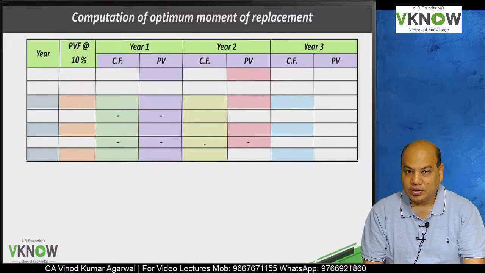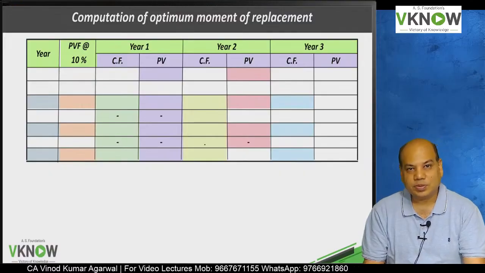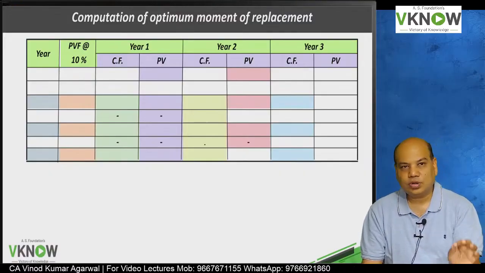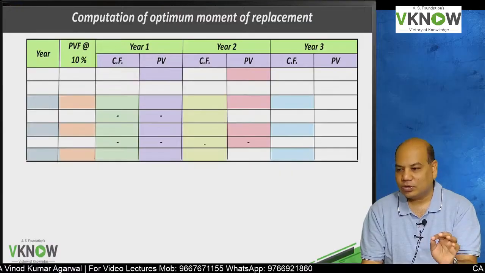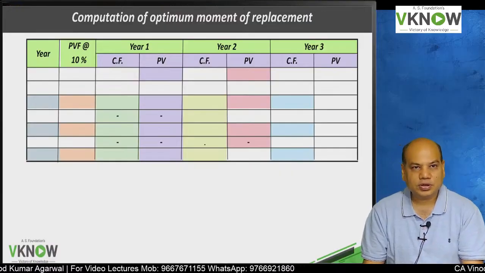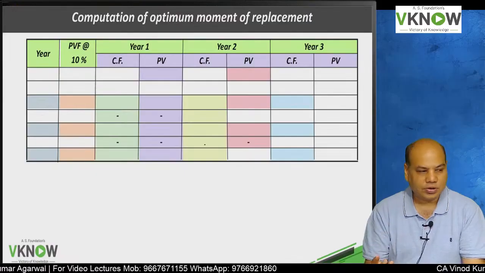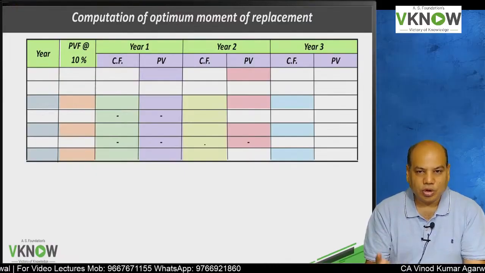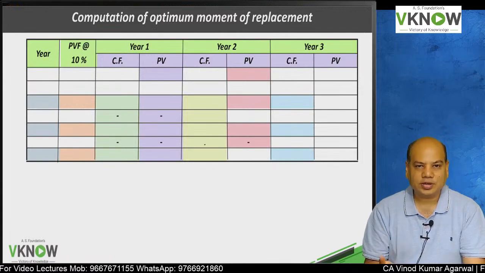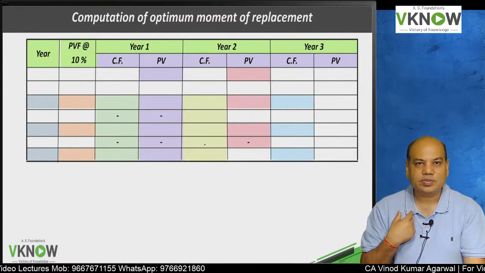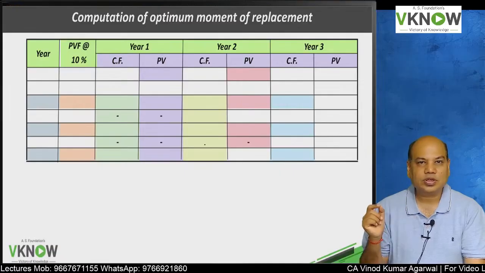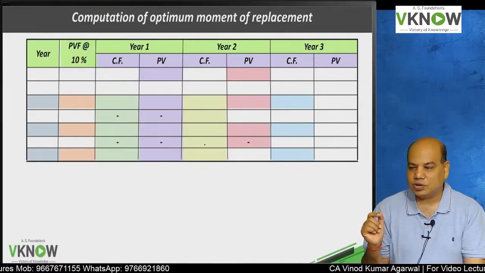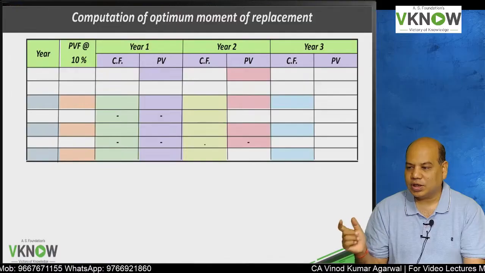Presentation can be different, final conclusion must be the same. You have to get same EAC for all the 3 options. So we have actually 3 options, whether I should replace after year 1 or after year 2 or after year 3. And my objective is minimization of my usage cost. So I will choose the option with lowest cost per annum.